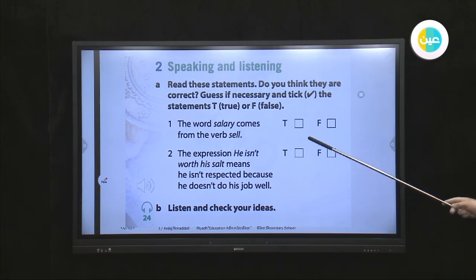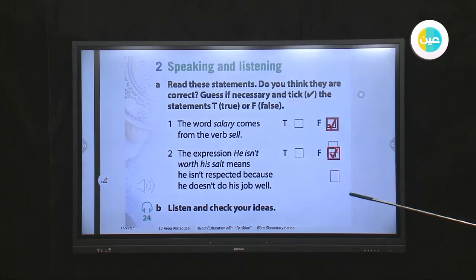So here, when we read the first one, the word salary comes from the verb sell. We will know if it is true or false. The expression "he isn't worth his salt" means he isn't respected because he doesn't do his job well. Both of them are false.